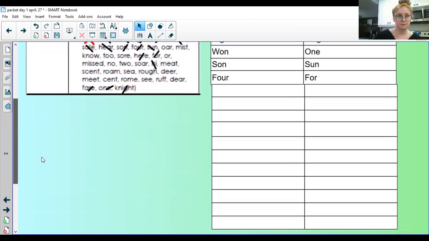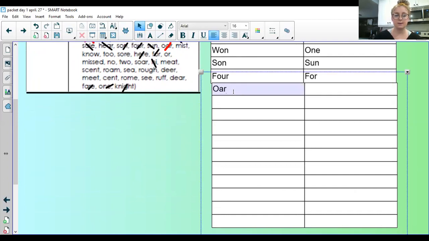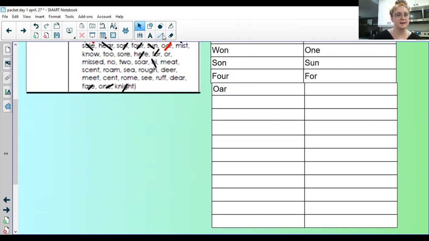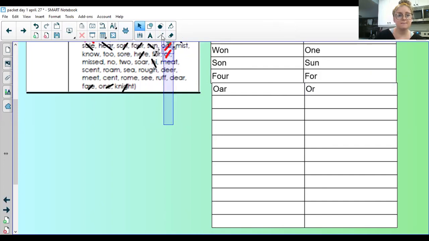Okay. Now we have the word oar, O-A-R. That oar is what we would use if we were in a boat. It would help guide us. It's like a paddle, kind of. And then the other or would be like, would you like broccoli or carrots? It gives us a choice, okay? So that's what that or is. There we go. O-R, okay?